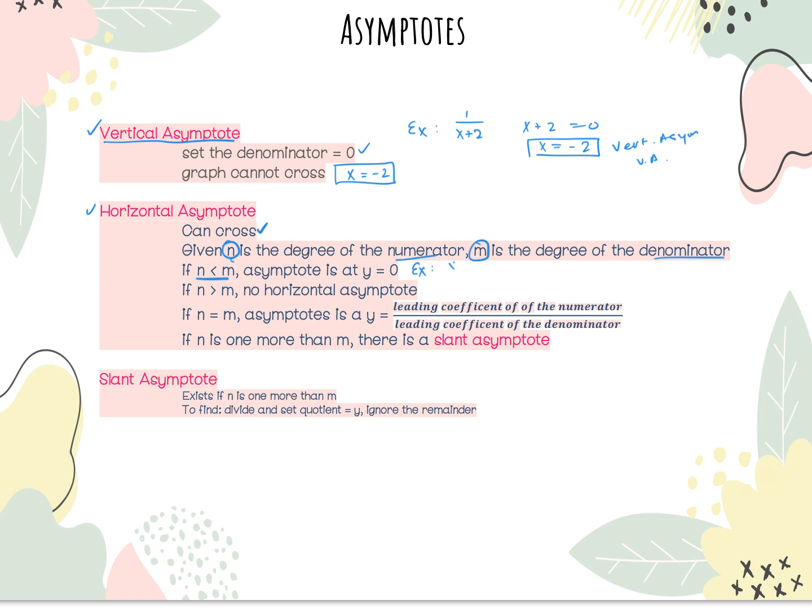So if we have x over x squared, or even let's do x plus 1 over x squared plus 1. Notice that the exponent in the top is 1 and the exponent at the bottom is 2. So the one at the bottom is larger, okay? Well, then your asymptote is going to be the line y equals 0. So if n is less than m, it's going to be y equals 0.